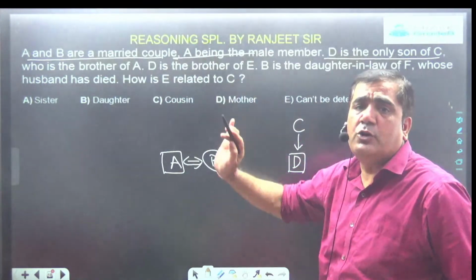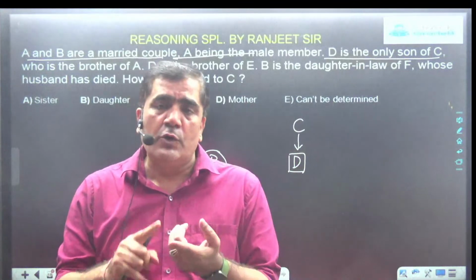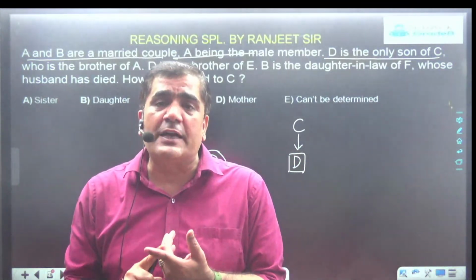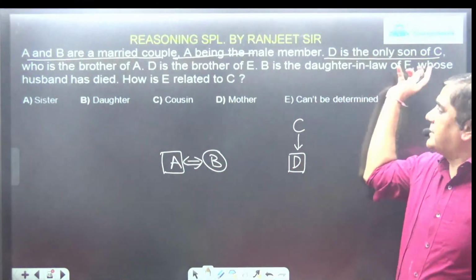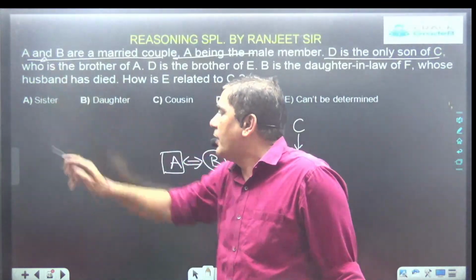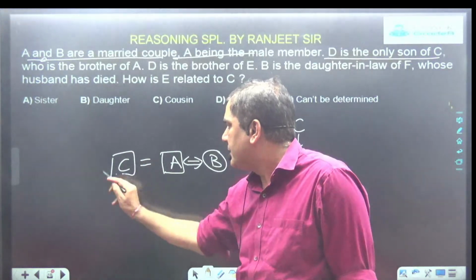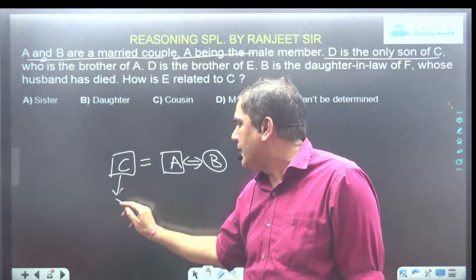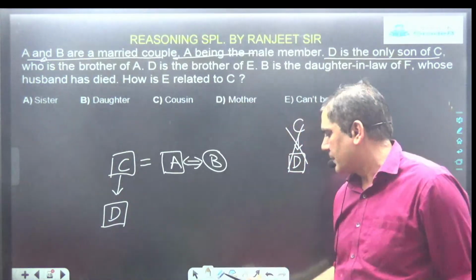Who stands for who? Whenever the word who or whose comes, who or which always stands for the person near to it. So the person near to who is nothing but C. So I will say C is the brother of A. So C is the brother of A means adjacent to A must be C, and C is the brother. And below C must be D. So D will be over here, and D is male. Clear?